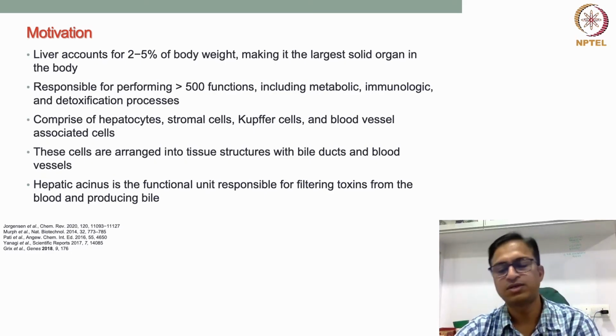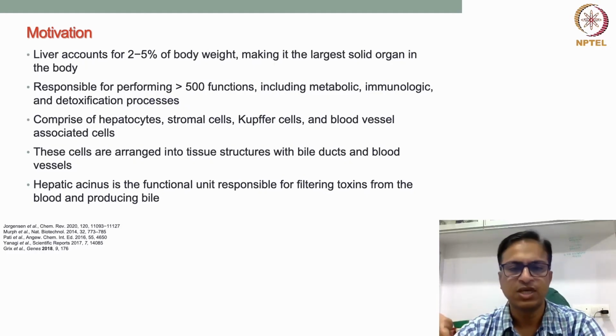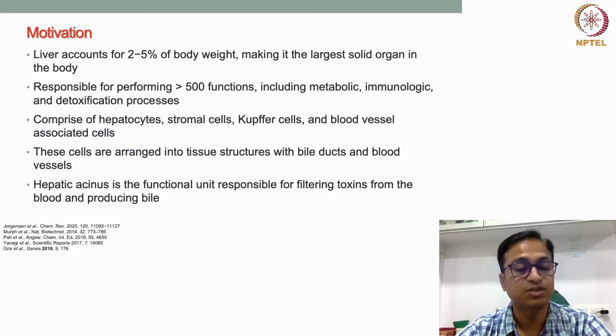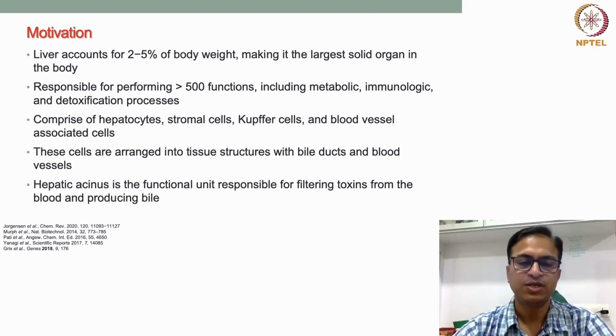Due to this, the oxygen gradient generally goes down along the path of these sinusoids. So this structure is called acinus. So that's the hepatic acinus, which is also the functional unit responsible for filtering toxins from blood and producing bile. So liver has a typical complex structure, so we need to reproduce that while doing bioprinting.